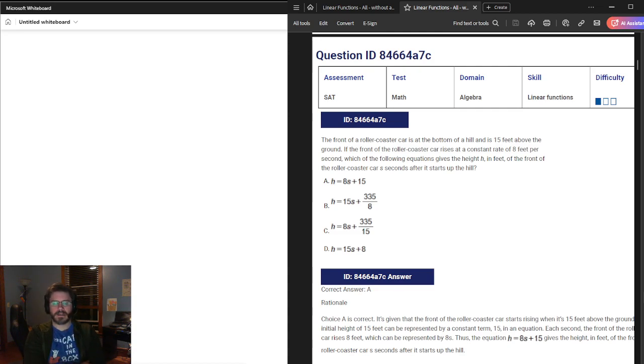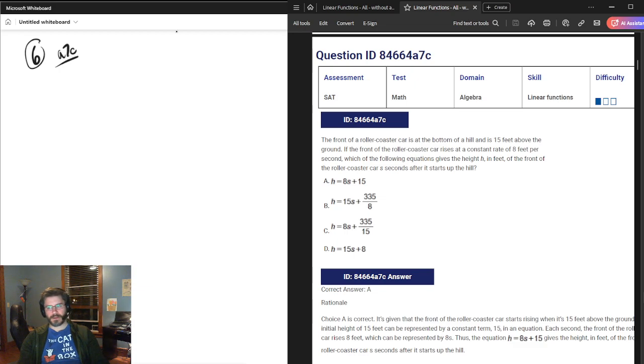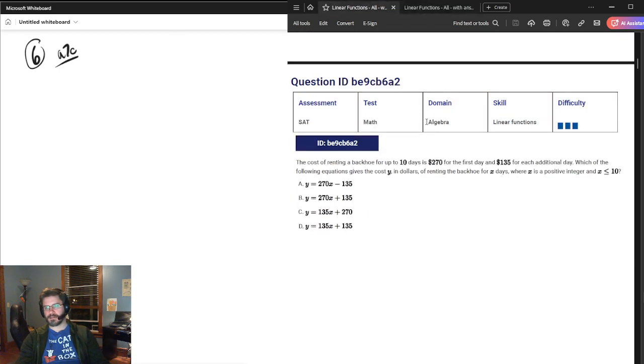Hello, welcome back. We are continuing our journey down the rabbit hole with linear functions from the College Board question bank. Continuing from where we left off in the last video, this is question number 6 for us in this process. Again, I'm using the last 3 digits or characters in each question from the question bank to keep track of where I'm at.